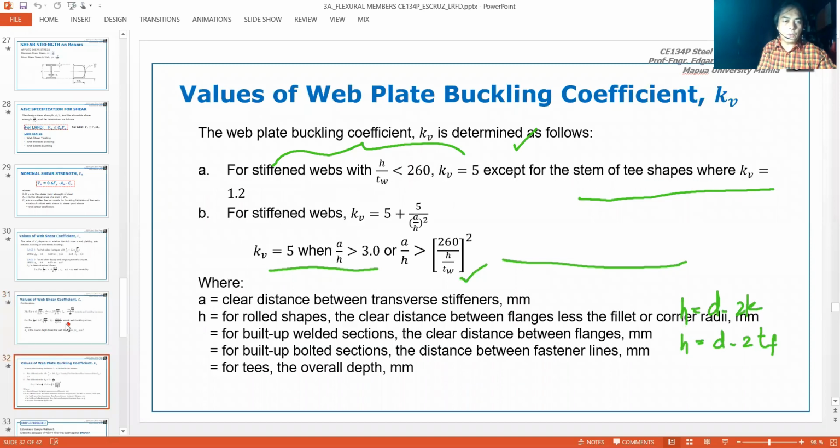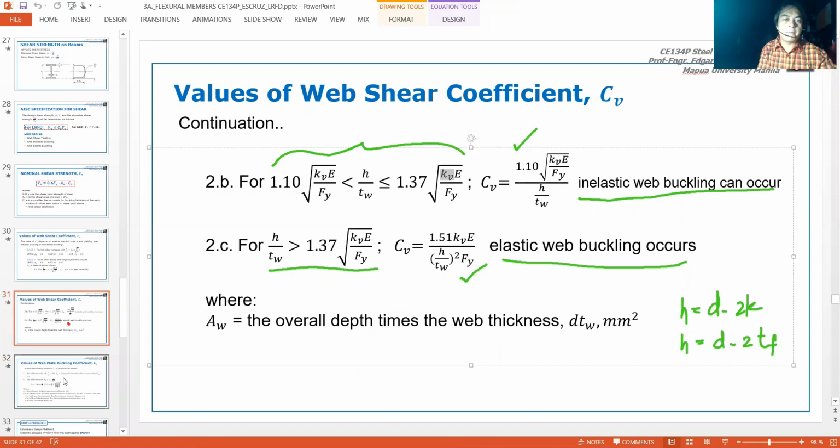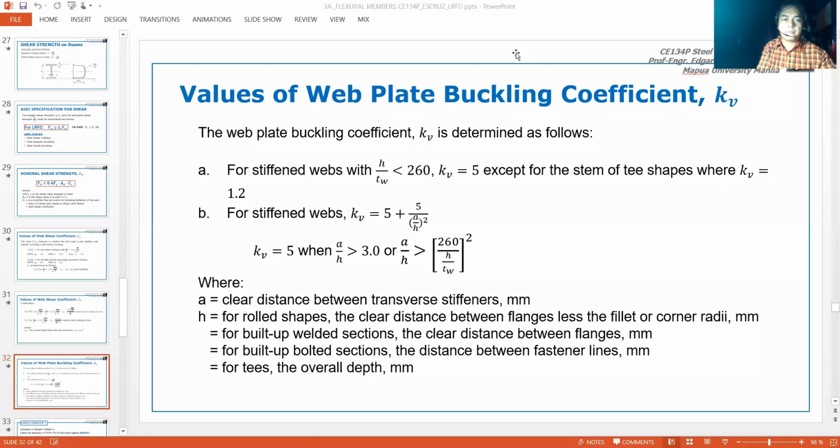Now, but what is this Kv? I don't know if you have noticed this Kv. What is that Kv? Yung K sub V, okay, so this is K sub V. That is the value of the web plate buckling coefficient. K sub V ang tawag doon. Then the web buckling coefficient Kv can be determined as follows.